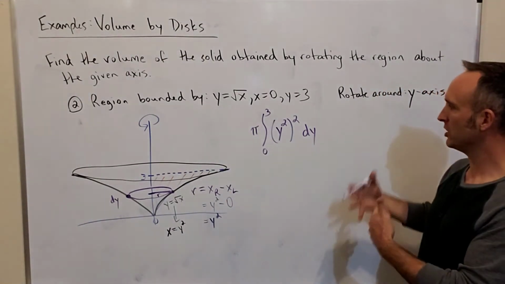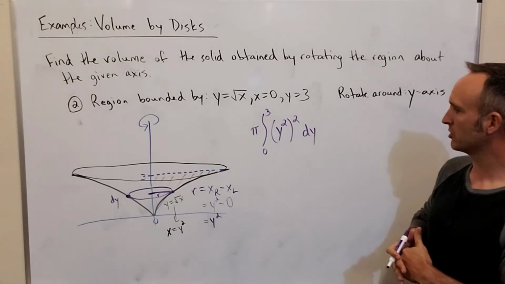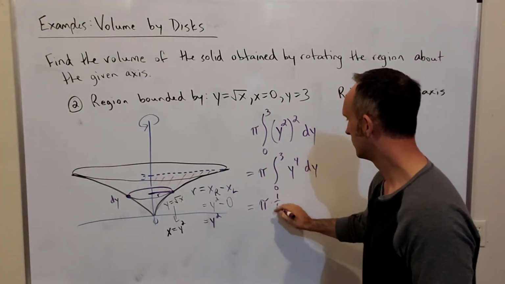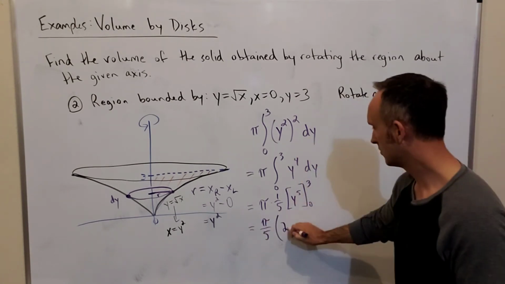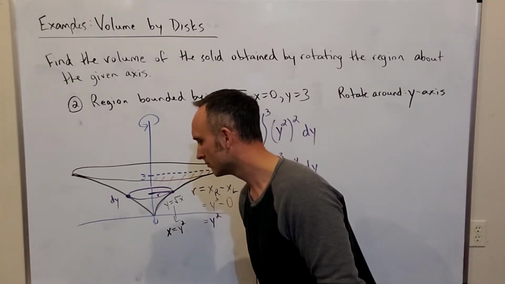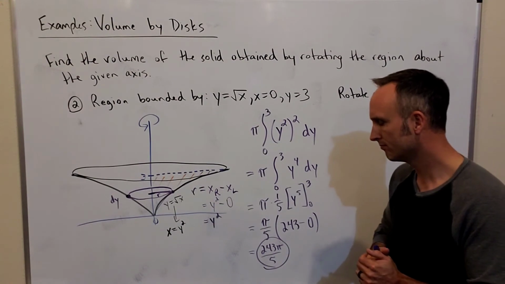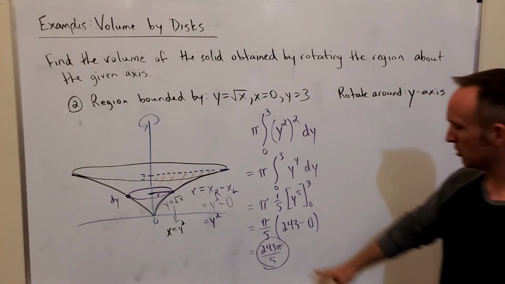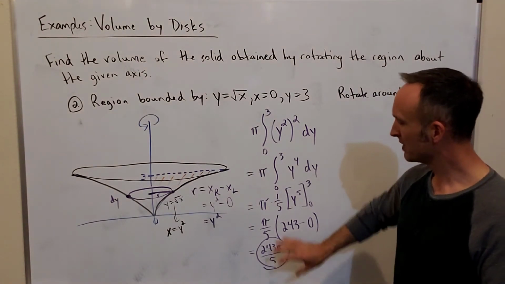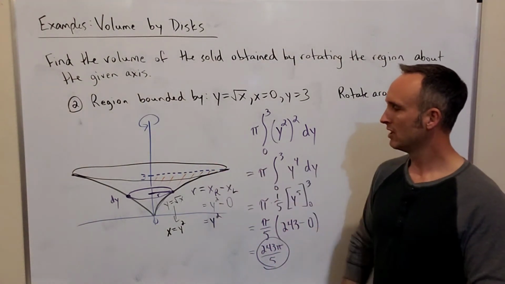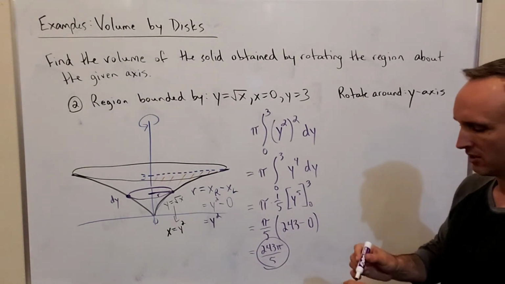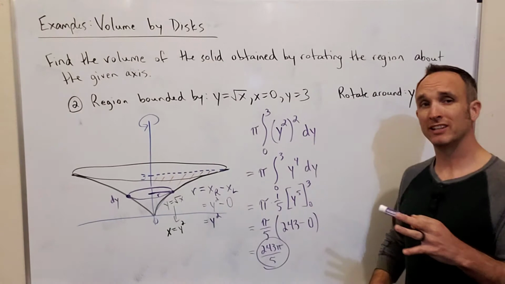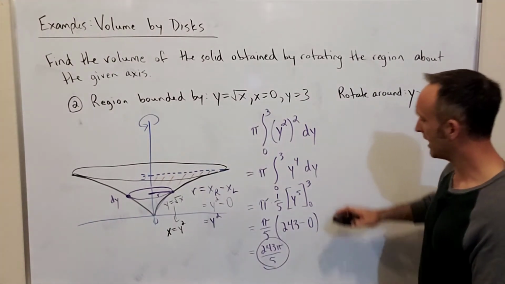Again, I'll speed up the video while I work out the integral, and then you can check your answer if you want to work along. Okay, so it looks like when we evaluate the integral, we get 243 pi over 5, and that represents the volume of this sort of interesting three-dimensional solid. All right, now let's rotate around an axis that's not the x or the y-axis.